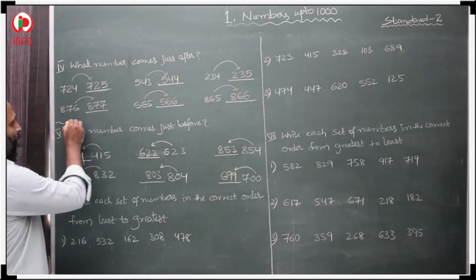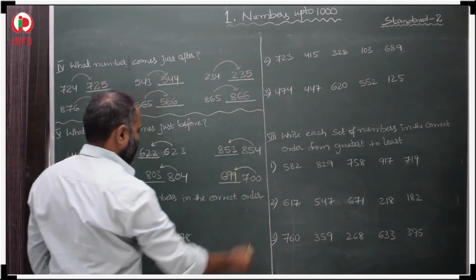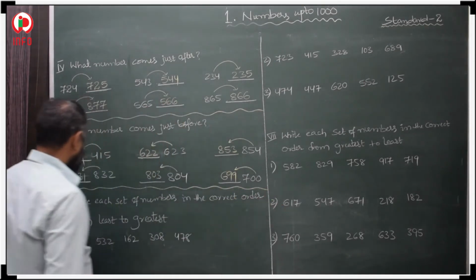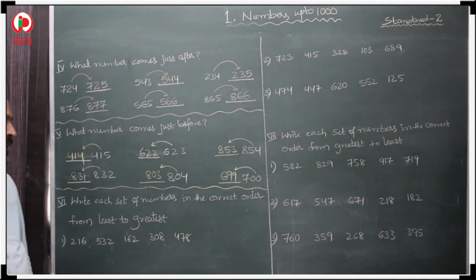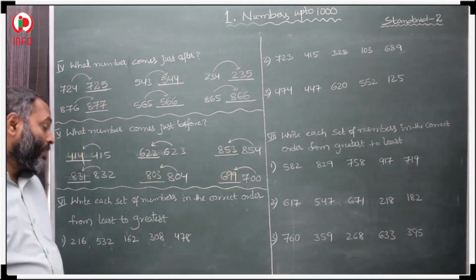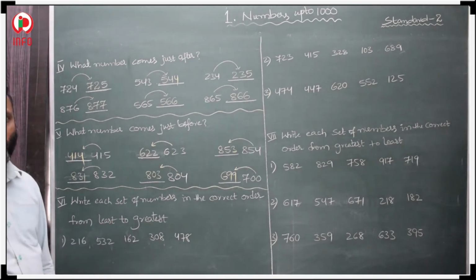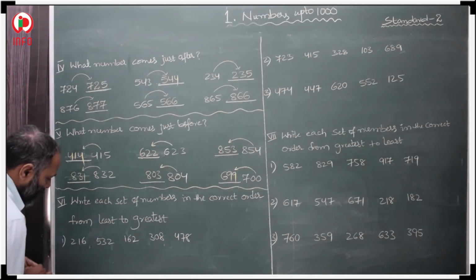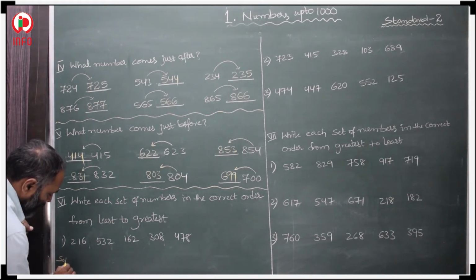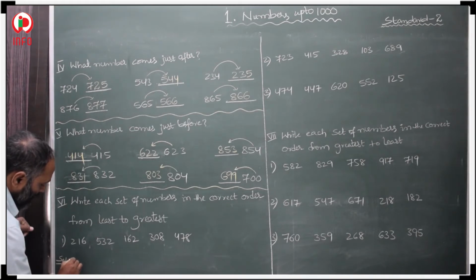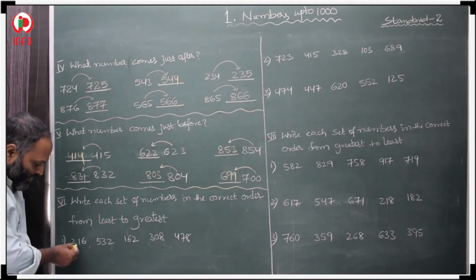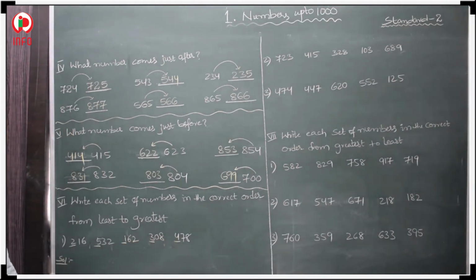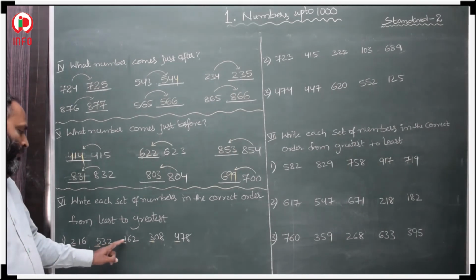Now in the next question, the sixth question: write each set of numbers in correct order. We have to write in correct order, from least to greatest, which means ascending order. Ascending order means first we have to take the smaller number. How to decide the smaller number? First check the hundreds place: 2, 5, 1, 3, 4.